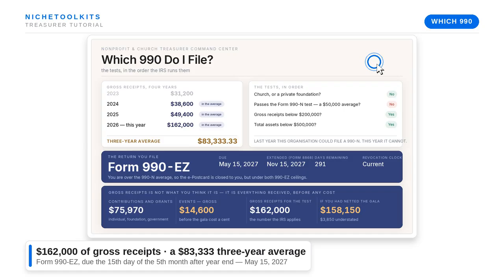Under $200,000 of receipts and under $500,000 of assets. So it files a Form 990, easy, due the 15th day of the 5th month after year-end. There is no late penalty on a 990N, which is exactly why it gets forgotten, and 3 consecutive missed years ends the exemption automatically.